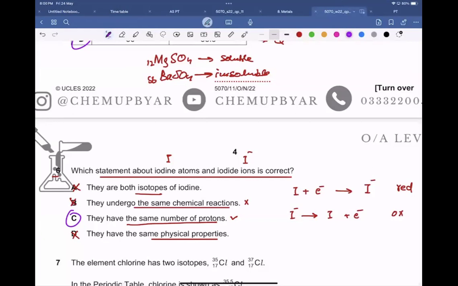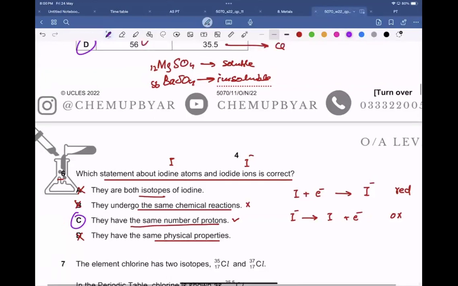Is this clear to all of you? Yes, Mustafa, very good. Yes, Zainab, did you understand why B is wrong?